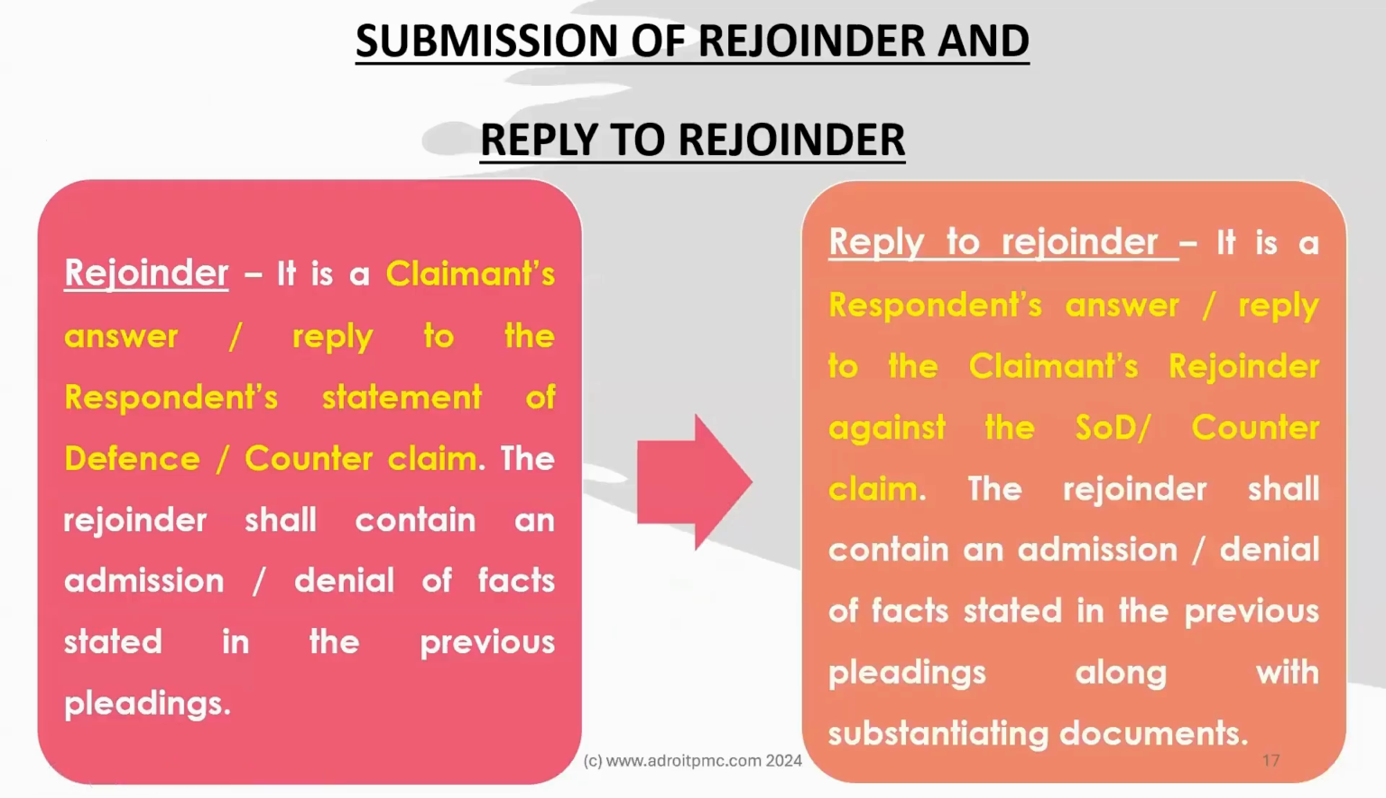So now let us move on to the next thing. The claimant is given an opportunity to submit the statement of claim, and the respondent is also given an opportunity to submit the statement of defense. So again, equal opportunity has to be given to the claimant. In that opportunity, the claimant will submit a rejoinder answering and replying to the respondent's statement of defense and counterclaim, if any. On the other hand, the respondent will be given one more opportunity, to keep both parties equal. Here the respondent will give answers and reply to the claimant's rejoinder against the statement of defense and counterclaim.